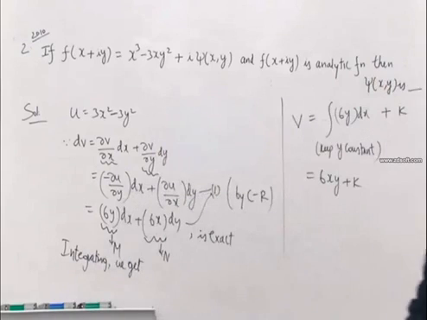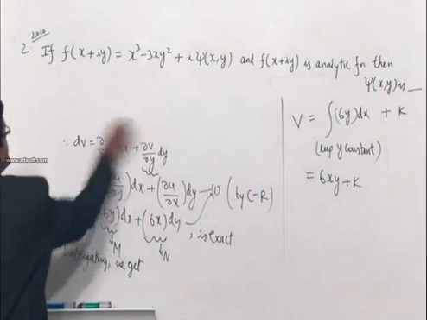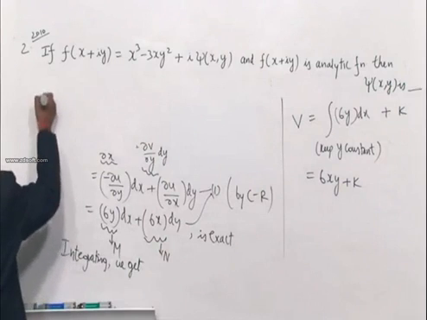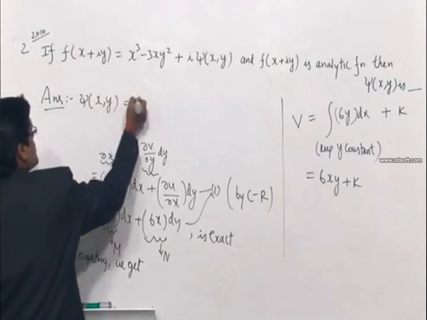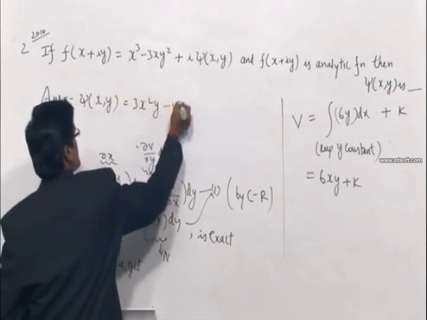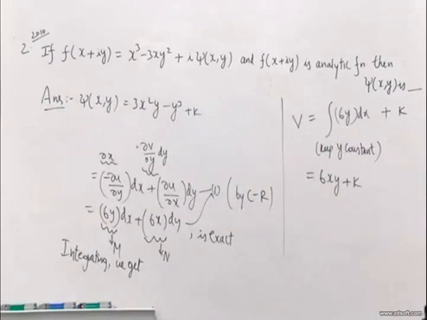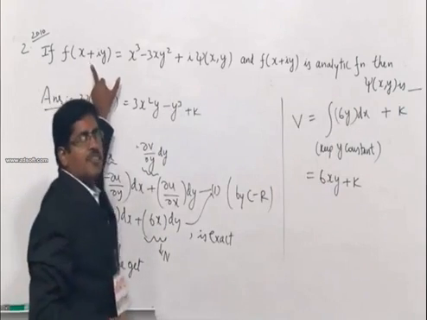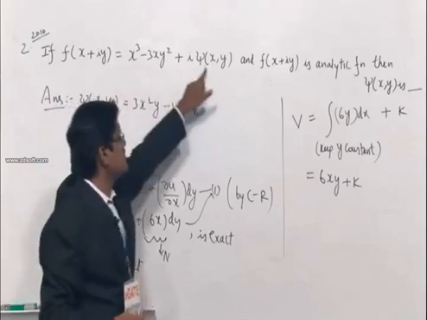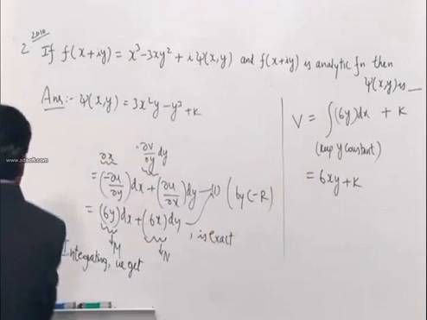I will give the hint for this problem. Answer: psi of x comma y is equal to 3x square y minus y cube plus k, or you can add c also. K is any integration constant, maybe 0 or non-zero. Just the notation: instead of f of z, z is nothing but x plus iy. Here u, this is v, v is denoted by the psi function, u is denoted by the phi function, like that.